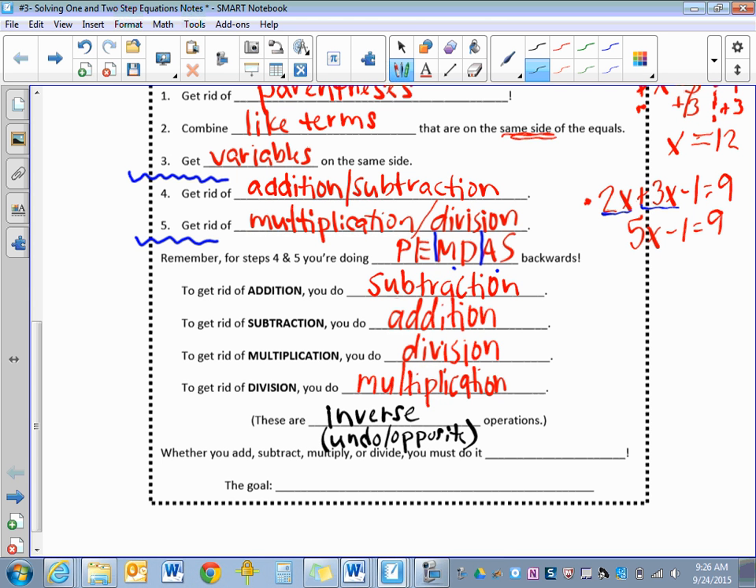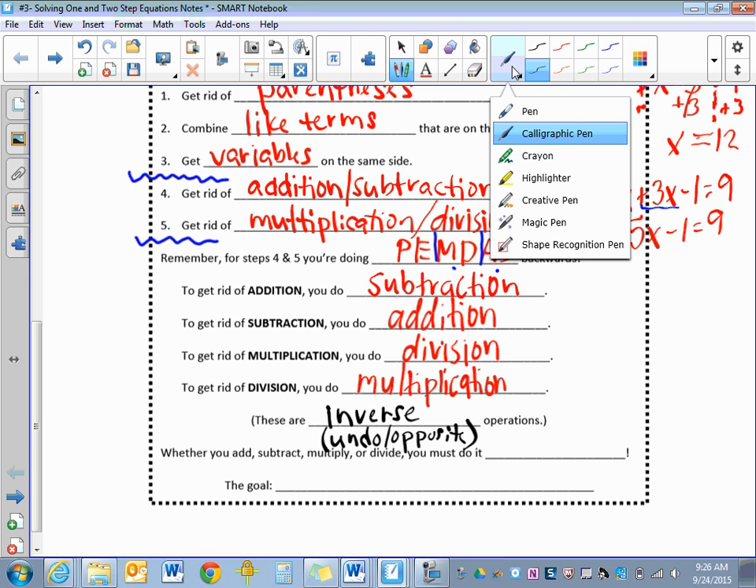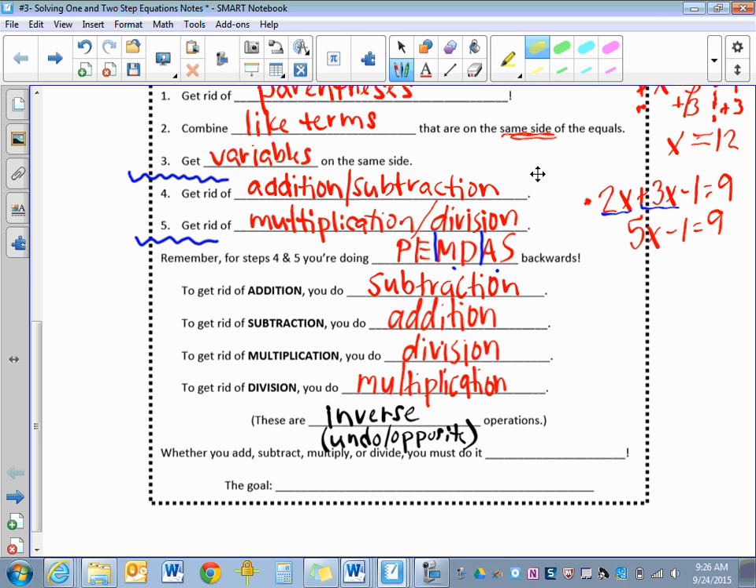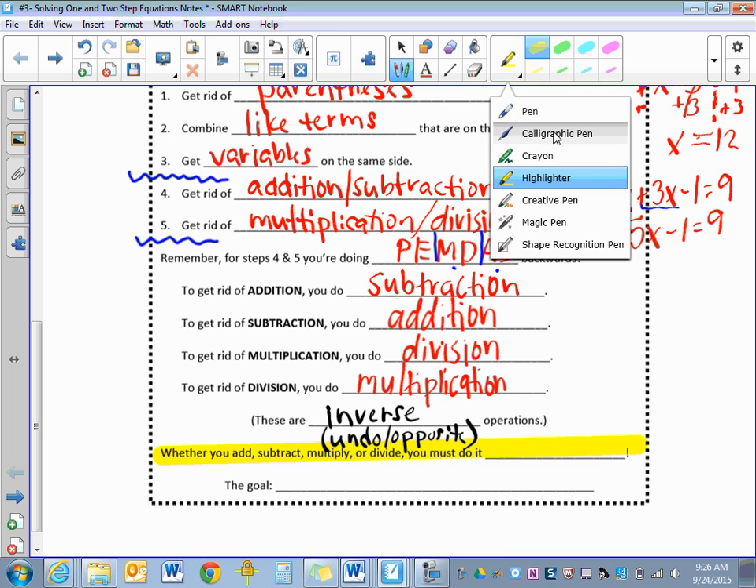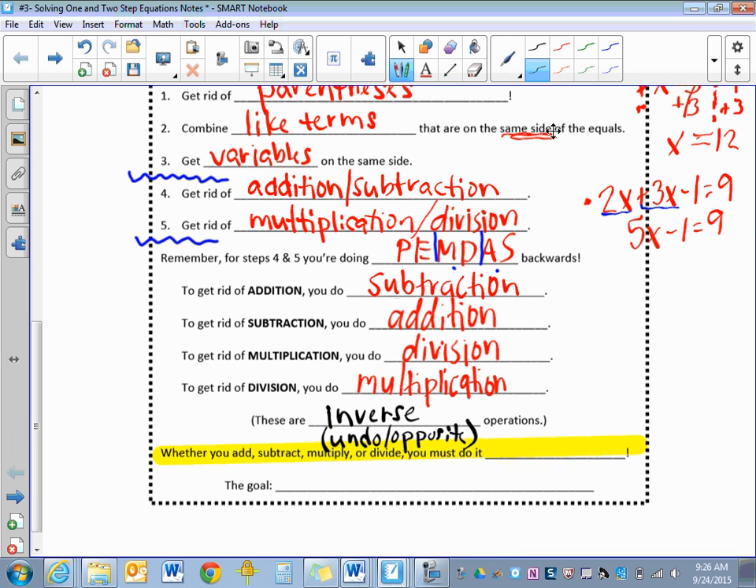Alright, and remember, this is extremely important here. Whether you add, subtract, multiply, or divide, you must do it to both sides. To both sides. This is very important. You have to maintain that it's equal. You have to keep it equal by doing the same thing to both sides.